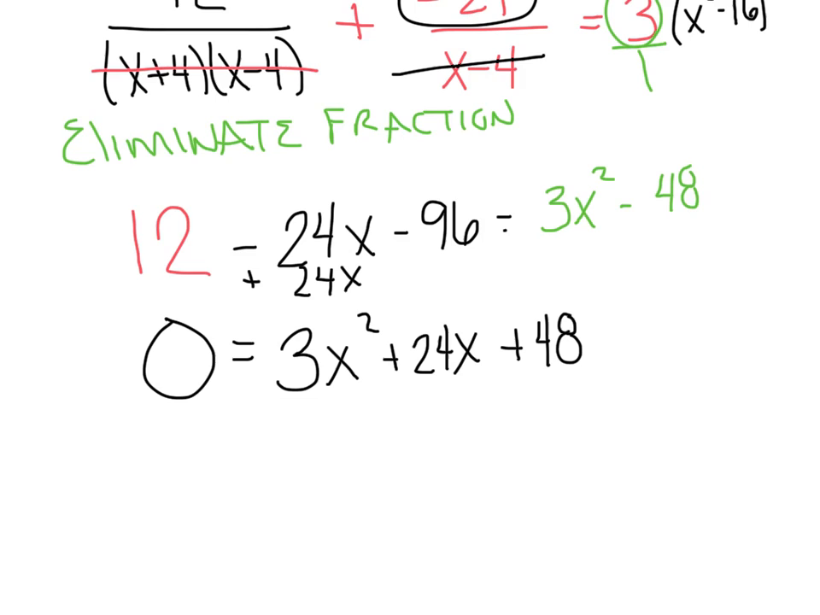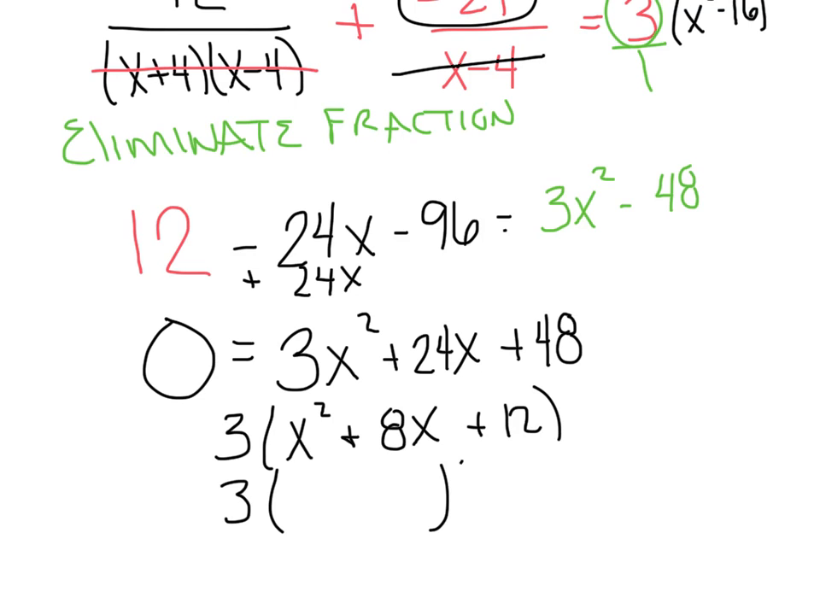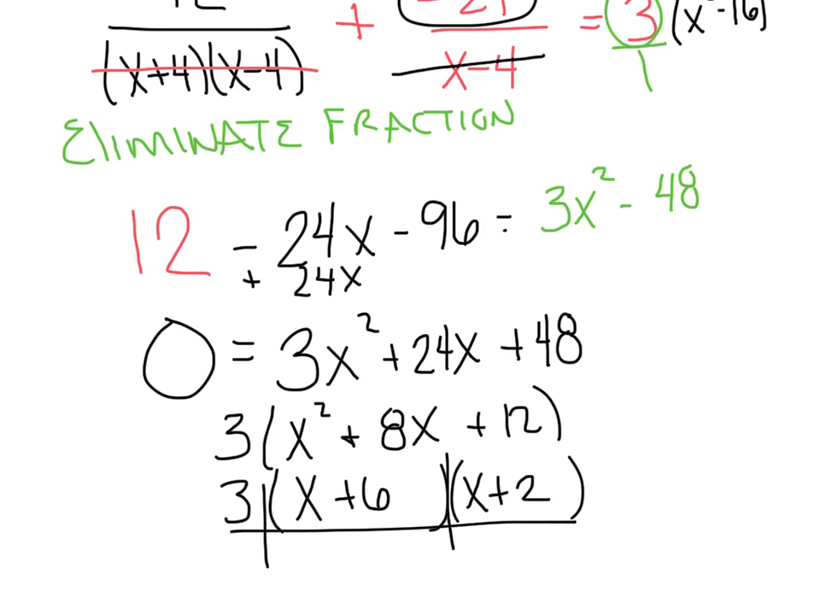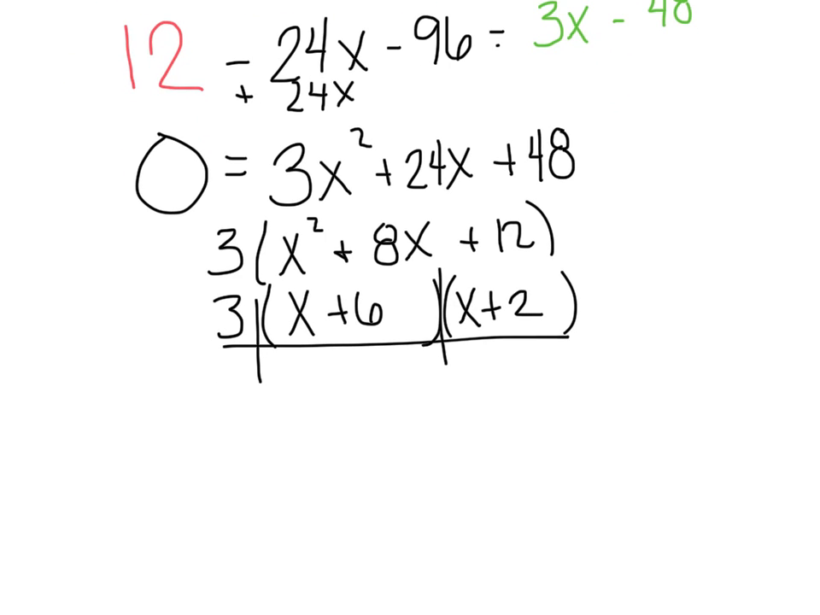Now, I'm going to factor and clean that up. It looks like I have a GCF of 3, so I'm going to pull out my 3. I've got x squared, let's see, plus 8x plus 12. Keep that 3 in front. Let's see, I'm going to go x plus 6 and x plus 2. Tee it up. Now remember, you're setting each piece equal to 0.